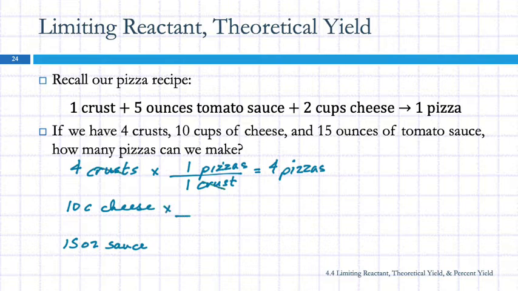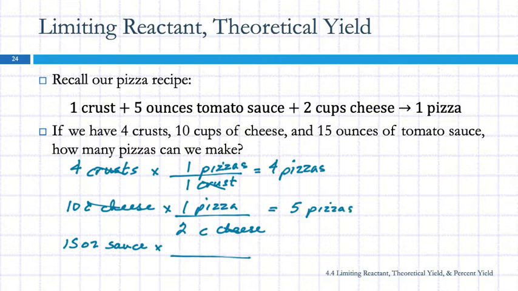And it probably seems silly to write that all out, but that's what we're doing. And then this is the one we did earlier. We get 1 pizza for how much cheese? 2 cups. And we know that because the recipe tells us, right? So those units cancel out. This gives me 5 pizzas. And then the last one, pizza, and then 5 ounces of tomato sauce. So 1 pizza, 5 ounces of sauce. So 15 divided by 5 is 3 pizzas.